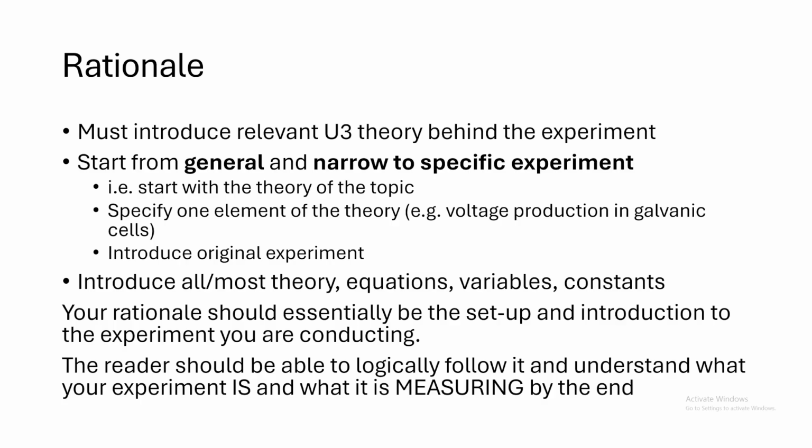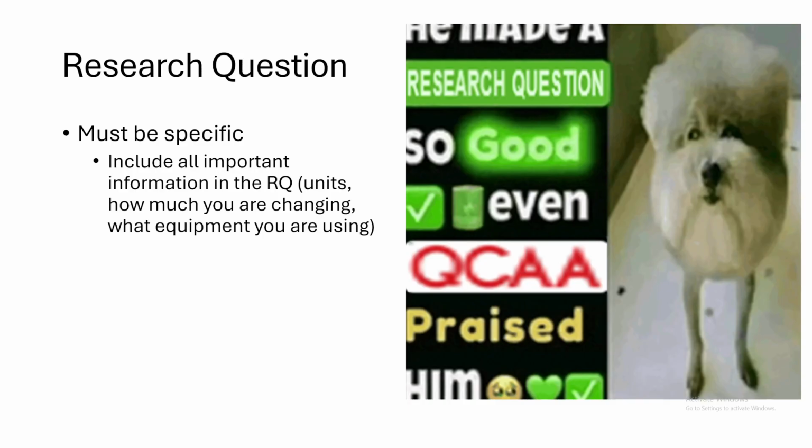Yeah, so they should be able to logically follow it and then understand what your experiment is and what it's measuring by the end. Now, your research question. This is just as, or possibly even more important than your rationale. So this must be specific, meaning that it should include all of the important information about your experiment. So your units, the variable you're changing, how much you're changing it by, what type of equipment you're using, all of that stuff.